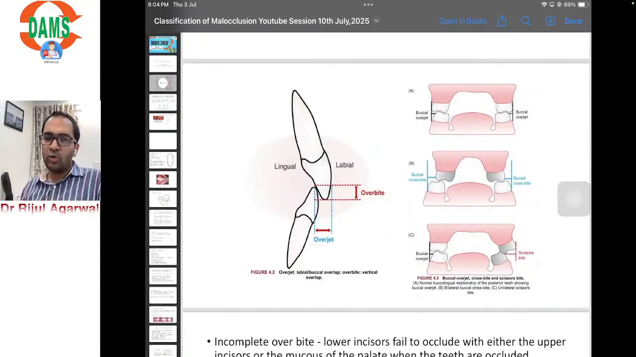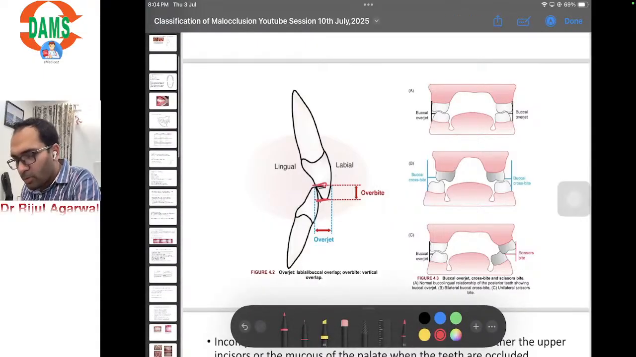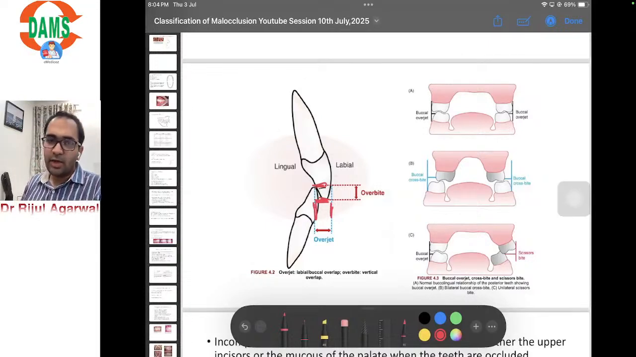As we all know, overjet is the horizontal overlap of the anterior teeth, and overbite is the vertical overlap of the anterior teeth. How is it measured? It's shown in the image, the vertical and the horizontal overlap. Similarly, as we have an overjet and overbite in the anterior region, we have an overjet and overbite in the posterior teeth as well.